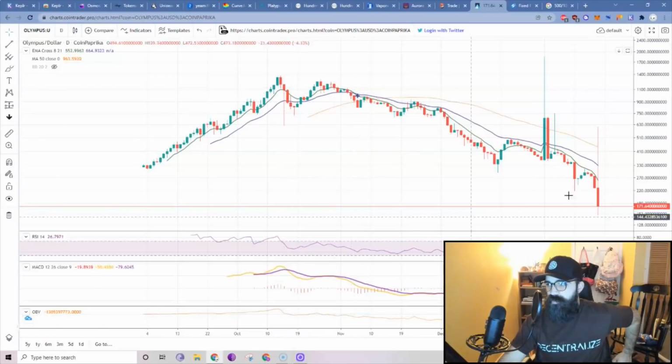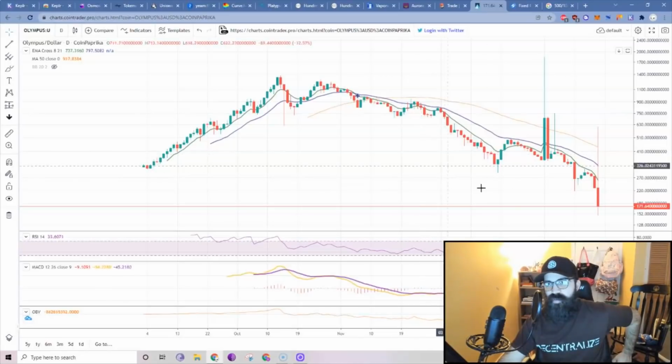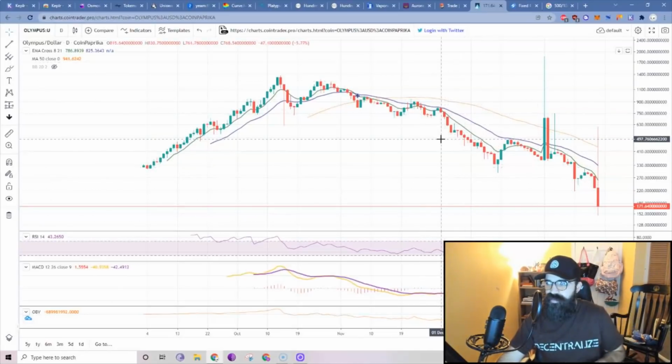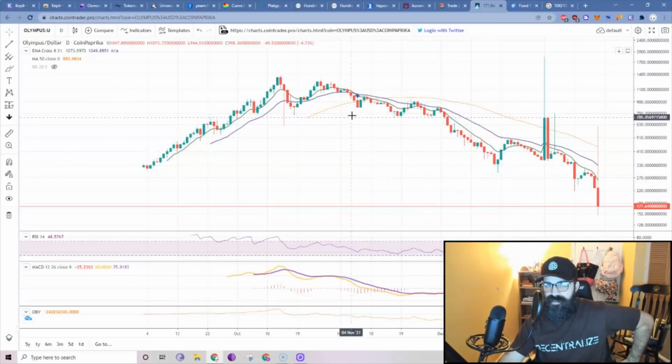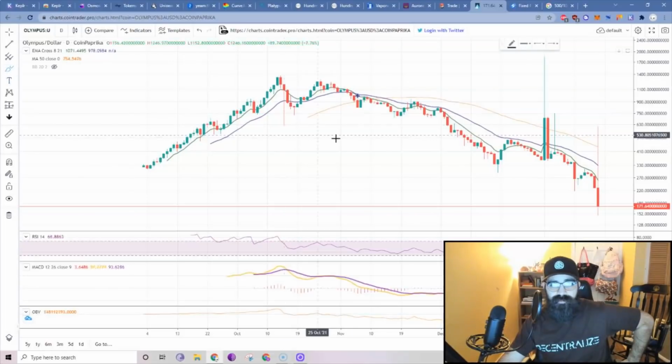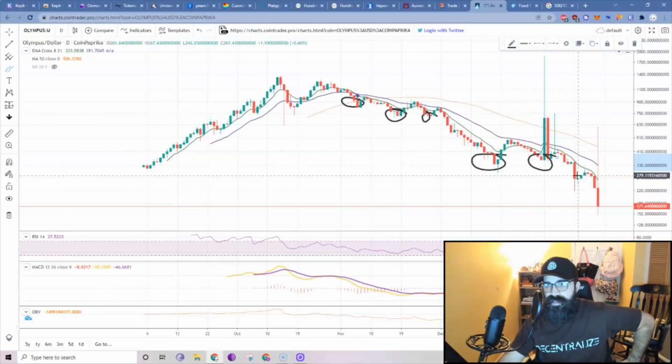Please look at a chart before aping in. When people tell you to buy the dip, one, they're telling you that so that you can increase the price because they bought not the dip, and they want you to help them bring the price back up so they can use you as exit liquidity. Buying the dip is not really a good strategy because, as you can see, this was a dip, this was a dip, this was a dip, this was a dip, and no one can predict.